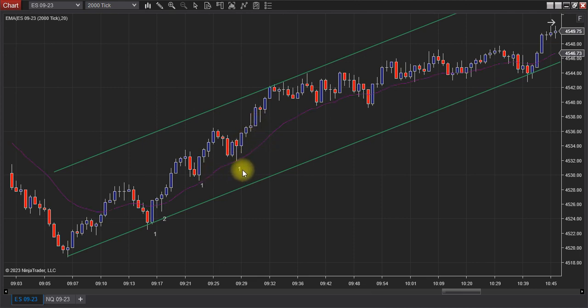Why is this a first entry and not a second? It's because we made a new high. Our count is going to restart once we make a new high. First entry here.